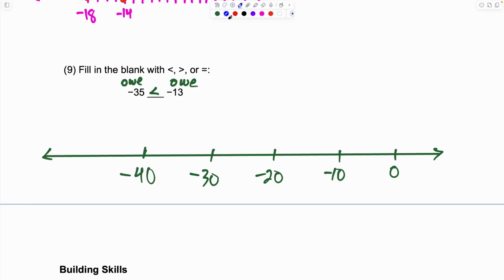If I were to estimate the location of -35, well, I would put it halfway between -30 and -40. So -35 would go over here. -13 would be somewhere in this neighborhood over here. Okay, so almost halfway from -20 to -10, but closer to -10. So this would be the location of -13. And we could see that -35 shows up more to the left than -13 does. So that's why we could say -35 is less than -13.